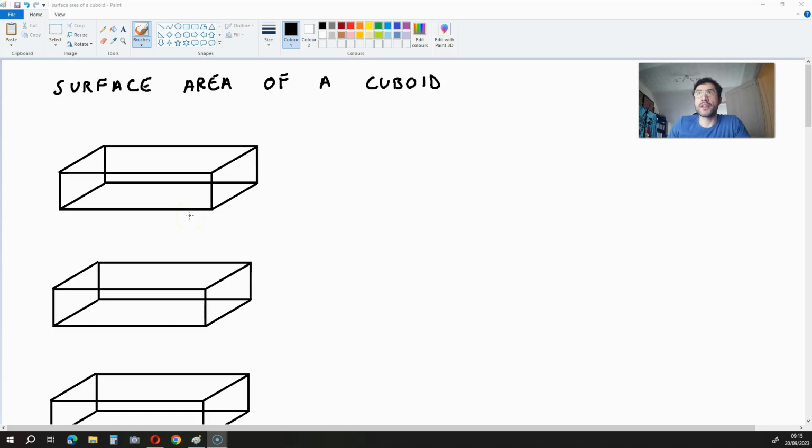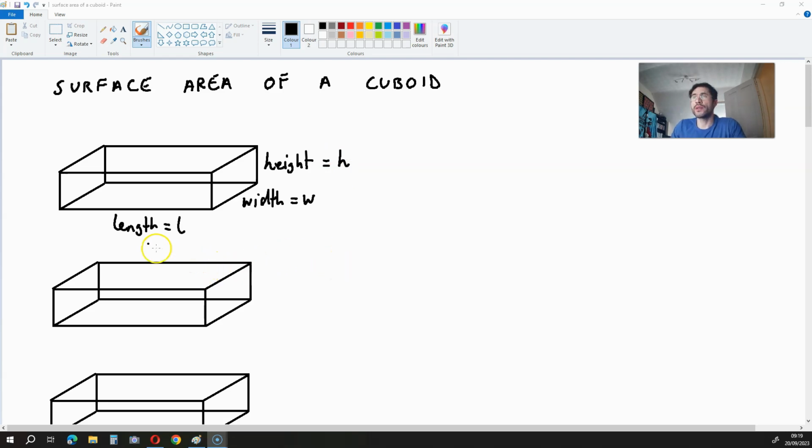Hello, in this video I'm going to be showing you how to derive the surface area of a cuboid from absolute scratch. So first of all, a cuboid will consist of a length, a width, and also a height. And we will give these variables the length L, the width W, and the height H.